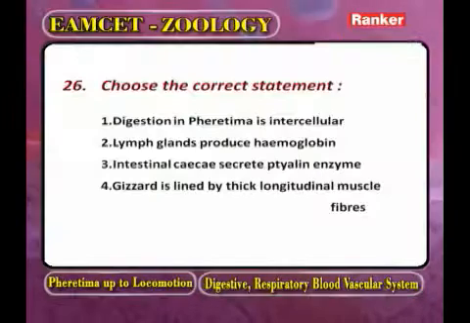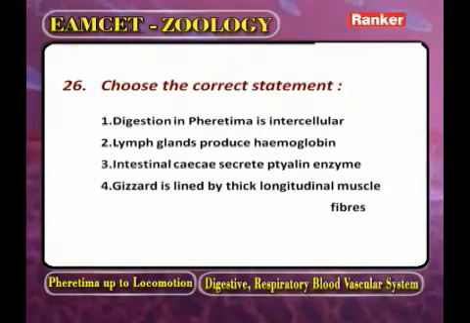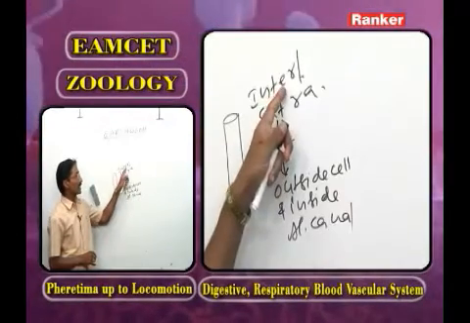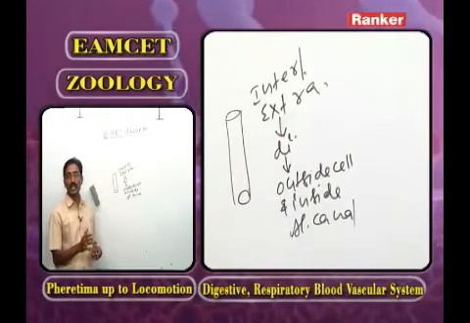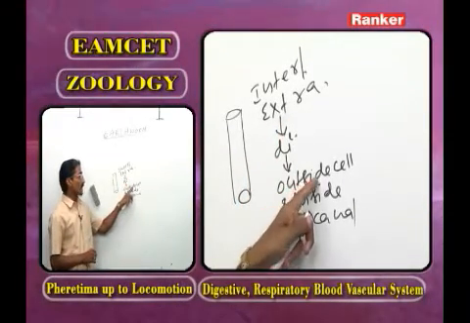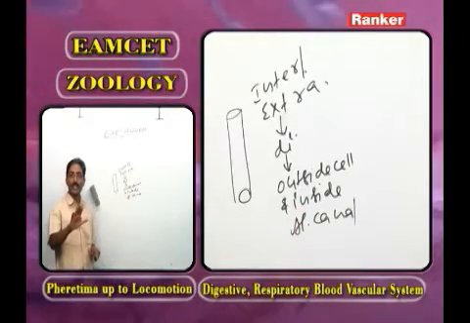Here, what is the statement asking? Choose the correct statement. In the case of Pheretima, or from the phylum Annelida onwards up to human beings, generally what type of digestion is there? Intercellular or extracellular. What is meant by that? Digestion takes place outside the cell, inside the alimentary canal. That is the correct statement.